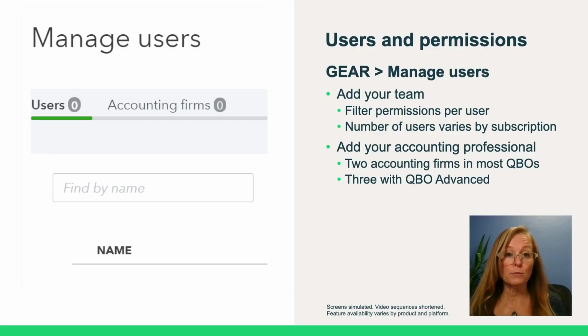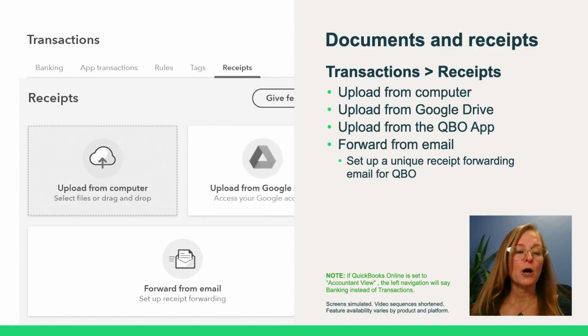Now the accounting firms with Plus, you get 2 accounting firms. So you might have an outside outsourced bookkeeper and you might have a CPA. So those firms can be added at no additional charge to you. If you have QuickBooks Advanced, you can add 3 users. Or excuse me, 3 accounting firms, sorry. Correction.